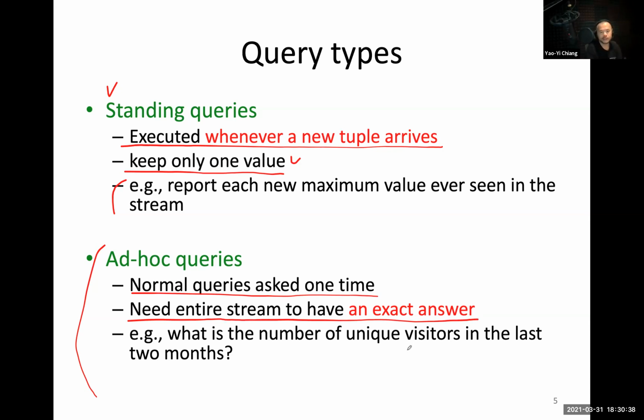An example of an ad hoc query is: what is the number of unique visitors in the last 2 months, right? So this requires the machine to look at the streaming data in the last 2 months and to be able to come up with the unique number of visitors in this 2-month data set.